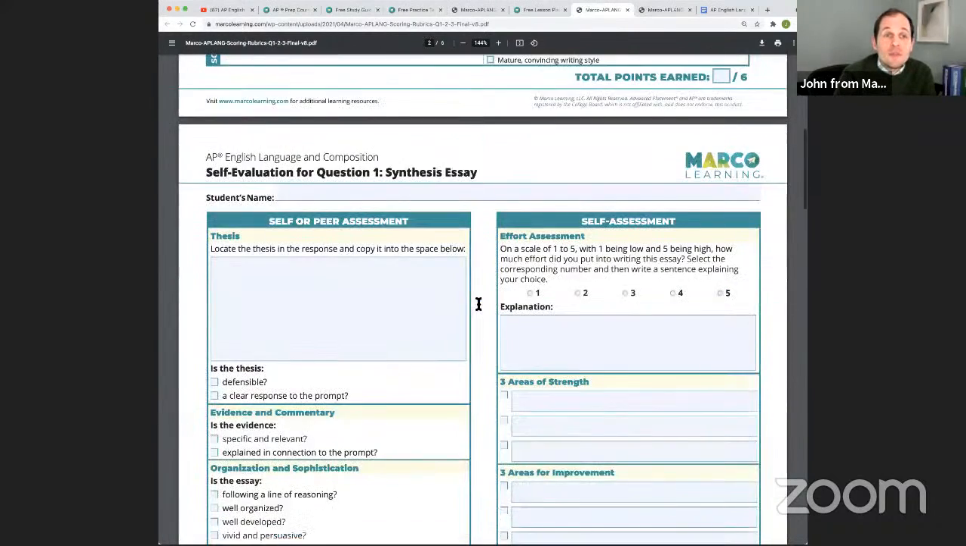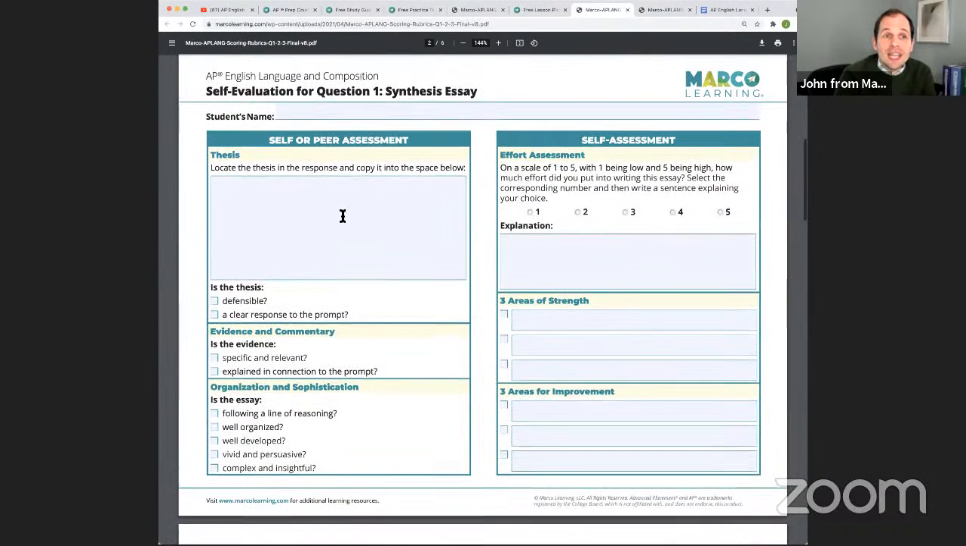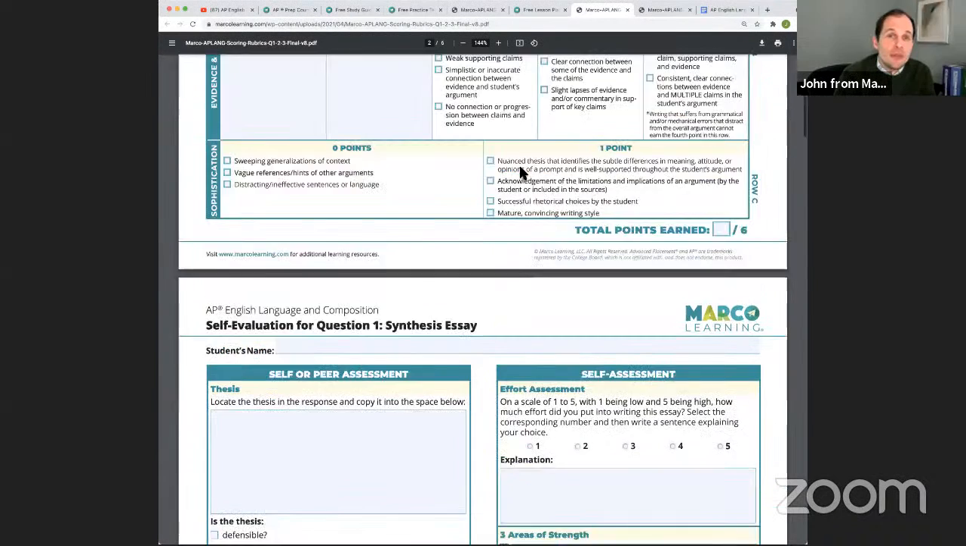Crucially also, we've made something that we're calling a self-assessment or peer assessment, right? You can grade someone else's essays in class and work your way through how to complete these tasks and even talk about your own work as you go through the essay. So check out this rubric.